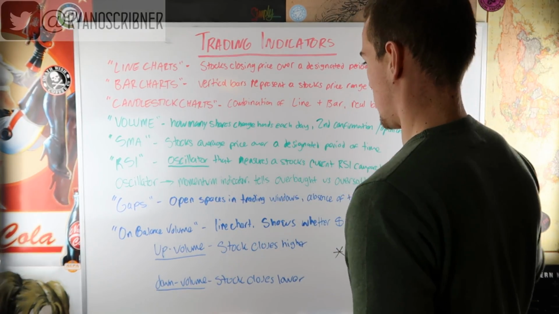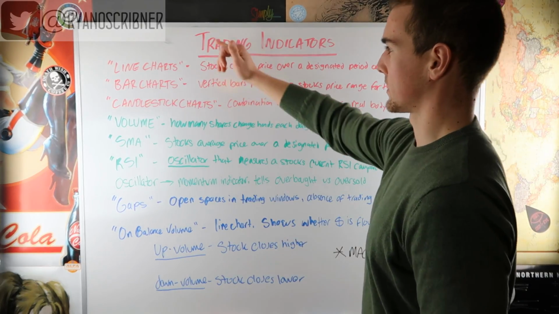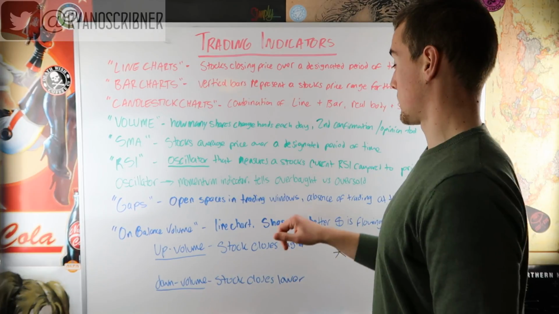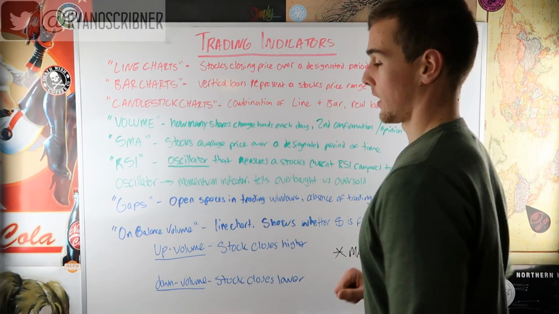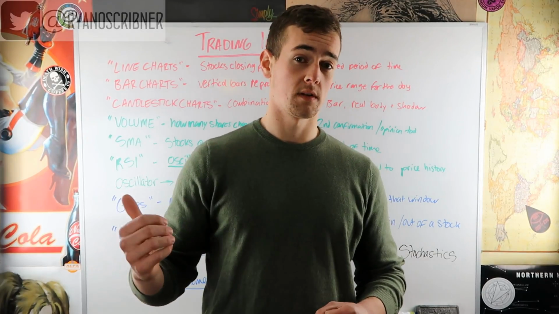Okay, so next on this list here is gaps. A gap is something you'll see when you're looking at a stock chart. That's an open space in a trading window, and this is because there was an absence of trading at that window. A gap can happen when a stock opens.